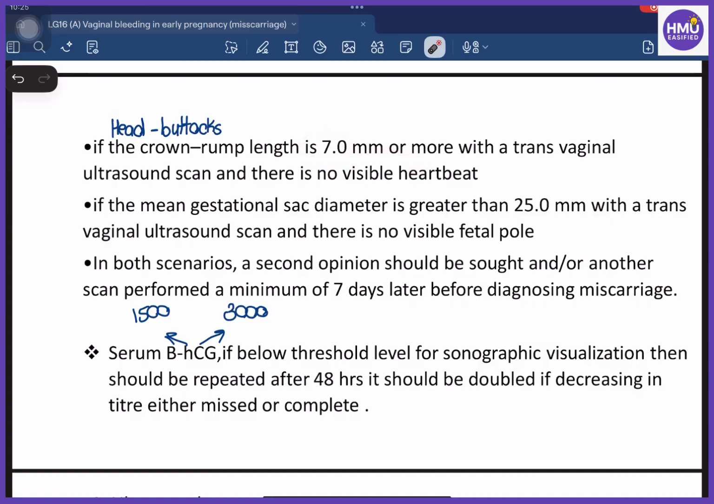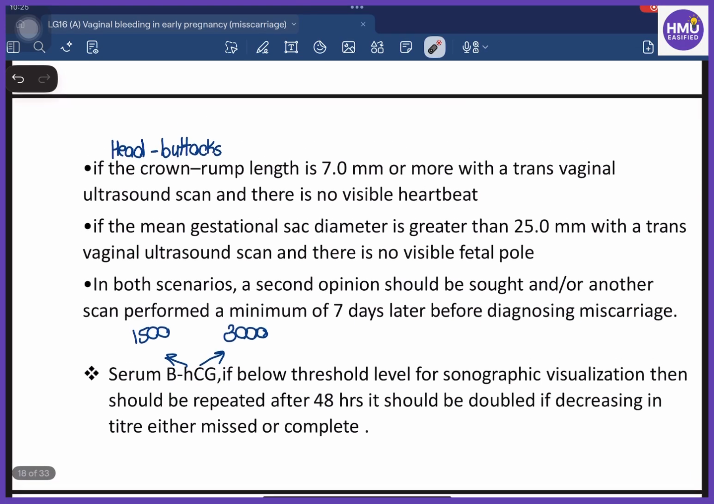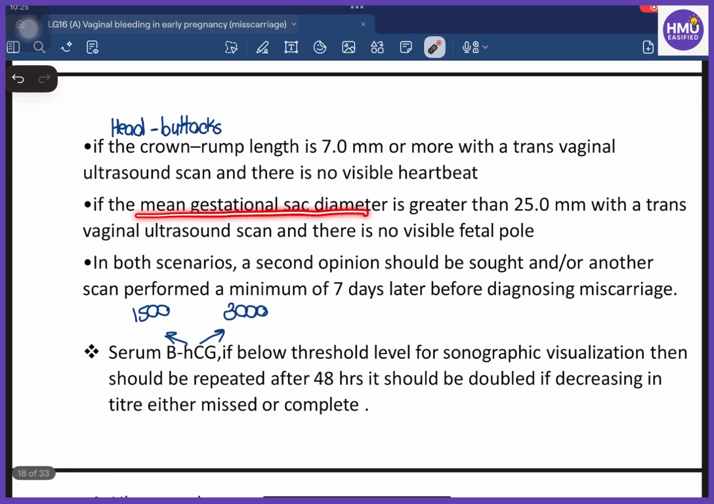Then that's abnormal. Next is the mean gestational sac diameter. The gestational sac is a fluid-filled sac. It's the first sign of pregnancy which is seen on ultrasound, I think, if I'm not mistaken, at 4 weeks of gestation. I'm not sure, we have not studied ultrasound in pregnancy.